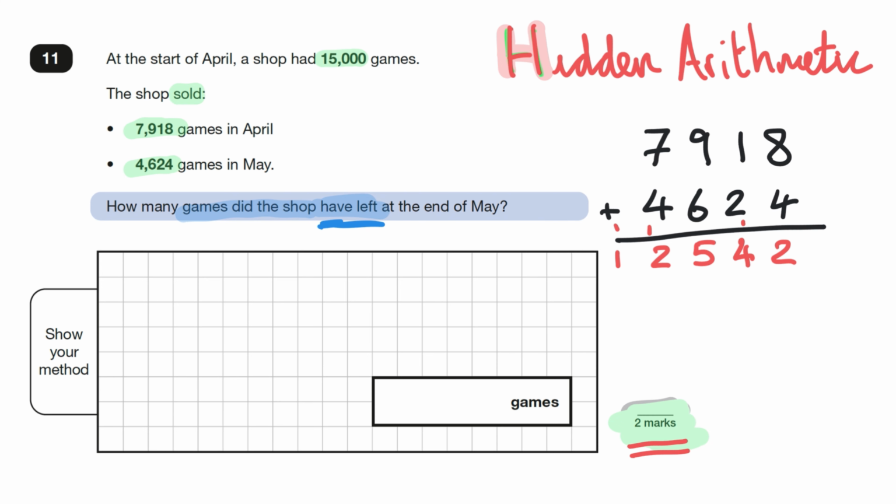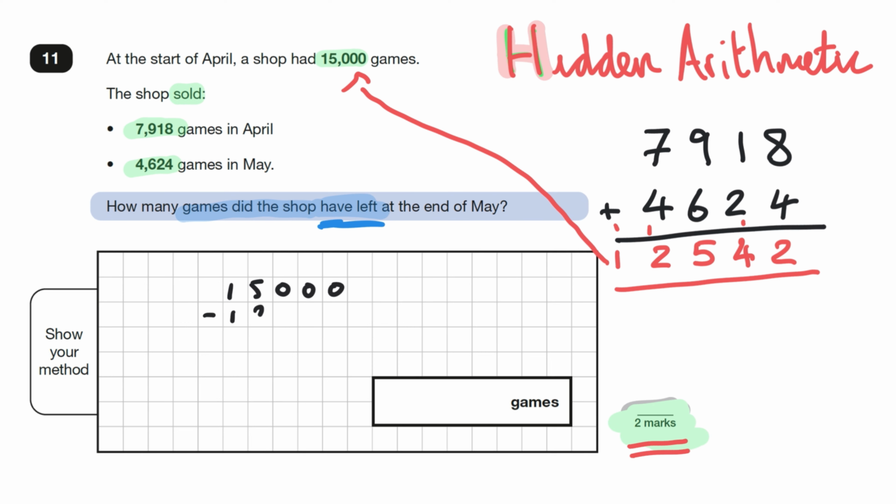Okay, so we've got 12,542. So this is the amount of games that have been sold in total, and they want to know how many is left. So we need to take this amount away from that. So very simply, we'll do that over here. So we've got 15,000, take away 12,542. Now you could have done this all in this box over here. I'm just doing it here just to save a little bit of space and make it a little bit more presentable for yourself.